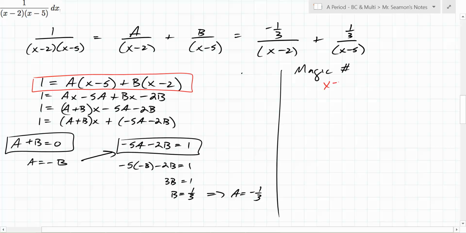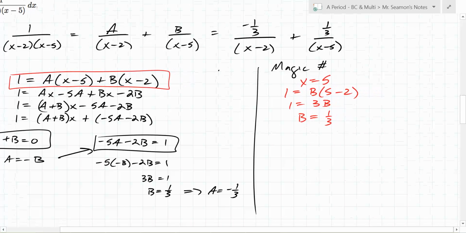Like x is equal to 5. That statement needs to be true for all x values, or as far as I understand it, it needs to be true for all x values. If you plug in x equals 5, what do you end up with, Matt? 1 is equal to b times 5 minus 2. So 1 is equal to 3b. b is equal to 1/3.